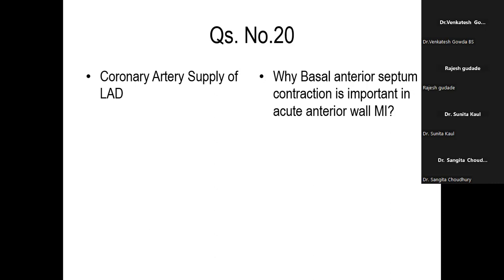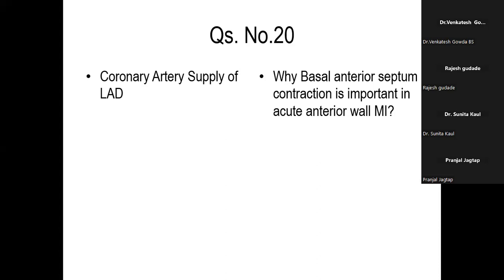I'll close down, Sanjeev, with one more question from you. In which view will you see basal anterior septum? So the 4-chamber view? I'll give you one more chance. Where do you see anterior septum? The plax view? Plax view and one more view, the 2-chamber view. 3-chamber view. Oh, sorry, 3-chamber view.